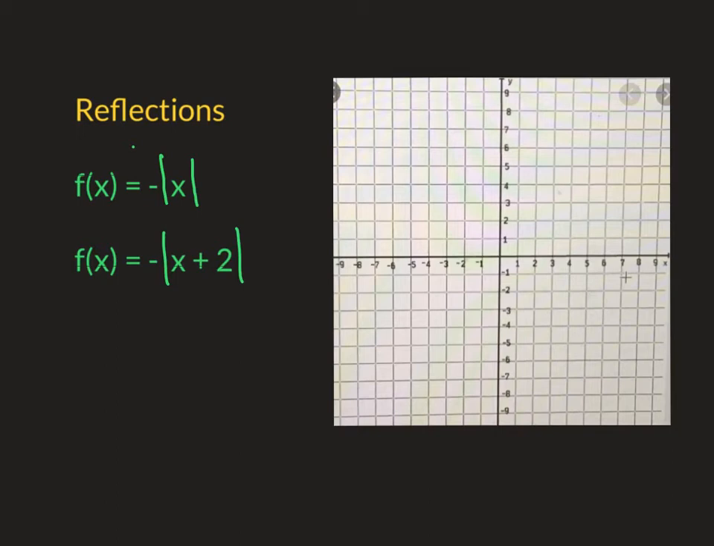Normally, remember, I would draw the graph. Let me change colors here. I would draw the graph of this one. If it didn't have the negative sign, we would just go through 1, 1, 2, 2, like that, and -1, 1, -2, 2. Make our V up there.